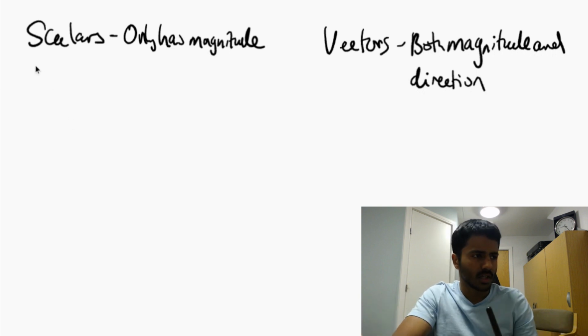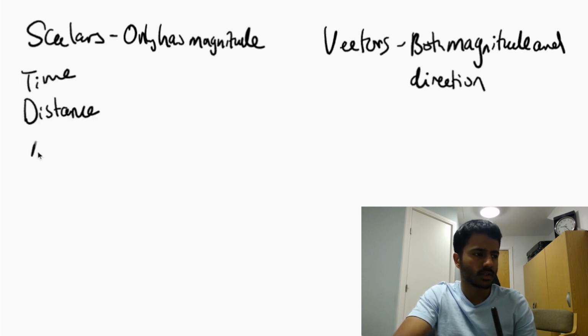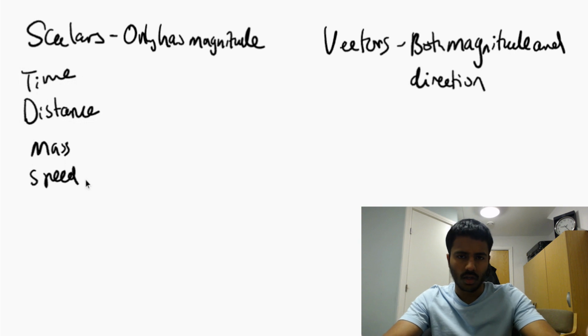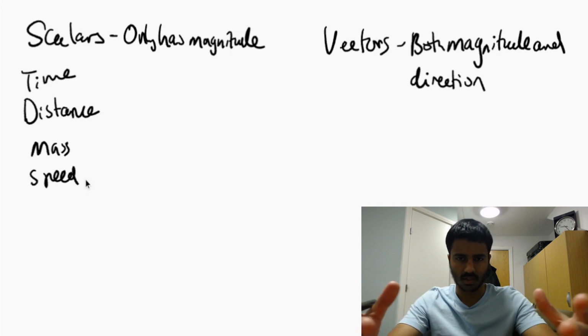Some examples of scalars: time, distance, mass, speed. These are all scalars. These have only a number. So your time can be a certain number of seconds, distance a specific length, mass is just your mass in kilograms, your speed is just a number.